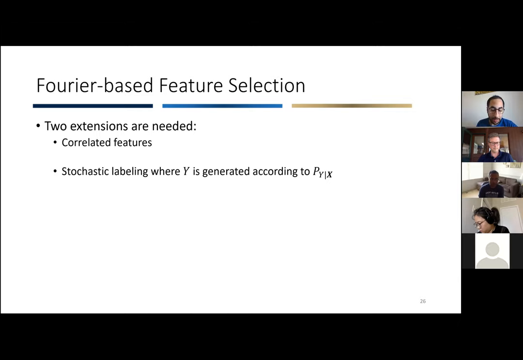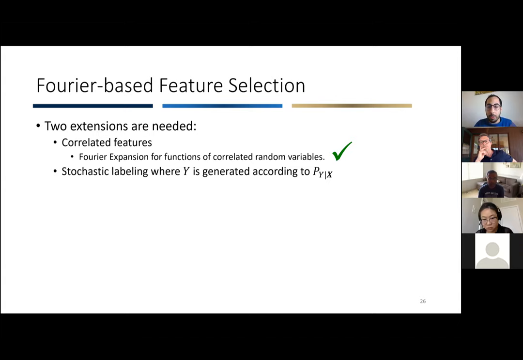So this was for the ideal case, where we assume that features are IID, and the label is a function of the features. Now we need two extensions to make it practical. One is we need a Fourier expansion for correlated features, where let's assume that features are arbitrarily distributed. We can have redundant features, we can have irrelevant features and all sorts of things.